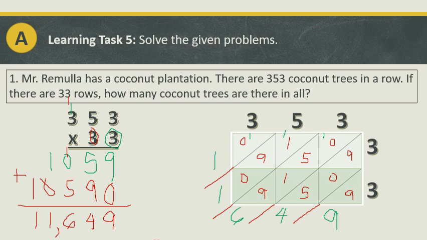So, sabi ko sa inyo, magsisimula tayo simula dito, papunta dito. Ang sulat natin, magiging answer natin is 1, 1, 6, 4, 9. So, kapareho lang siya nito. Okay? So, kahit anong technique, pareho lang ang magiging answer niyan.